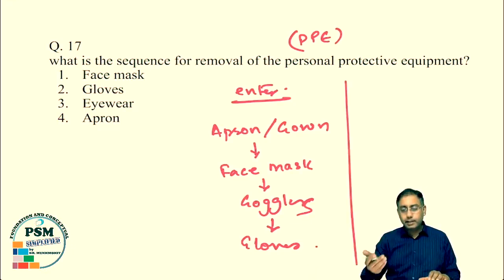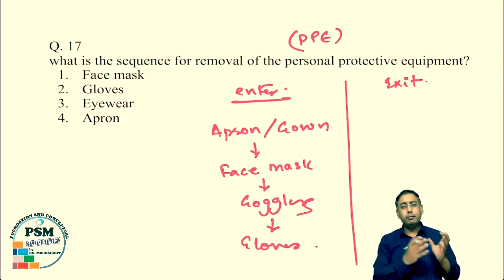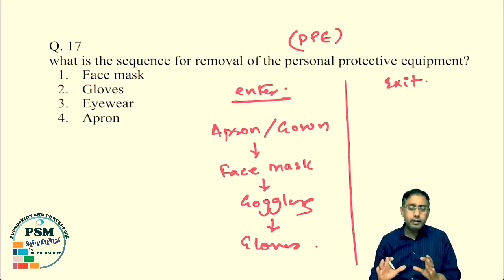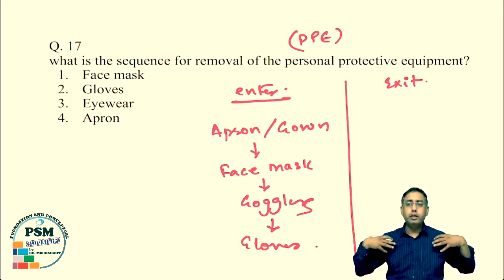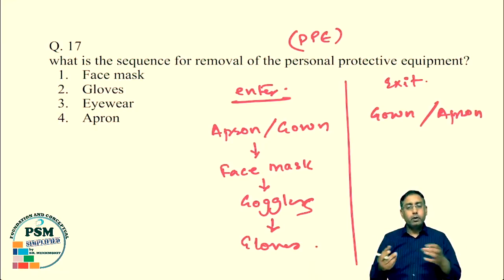Now, once you are exiting, on exit, how to take them off? So there are a couple of ways in which we can take them off. Let me not discuss too many ways. The WHO has their own way. The CDC has its own way. But in a nutshell, the combined criteria is first you need to take out the bigger thing. First, you need to take out the apron or the gown. The gown or the apron needs to be taken off with the gloves.